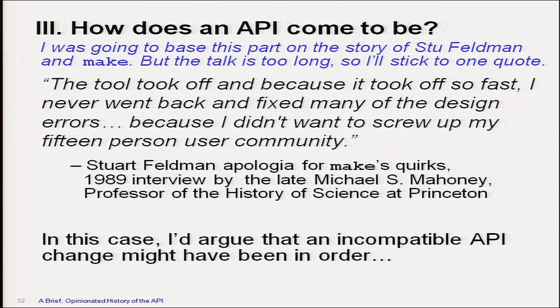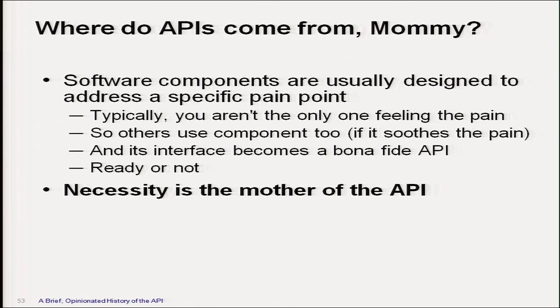So how does an API come to be? Very short section, two slides. I was going to make this part longer, but the talk's too long. This is just a quote from Stu Feldman, who wrote the Make tool. He says, the tool took off, and because it took off so fast, I never went back and fixed many of the design errors, because I didn't want to screw up my 15-person user community. So in this case, I would argue that an incompatible API change might have been in order, but that's water over the dam.